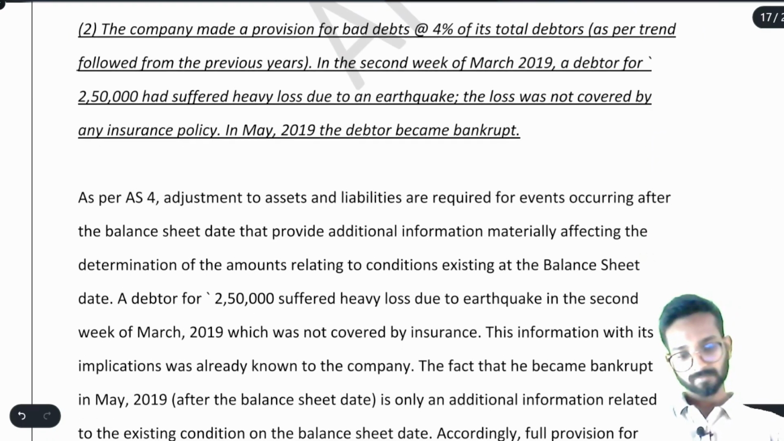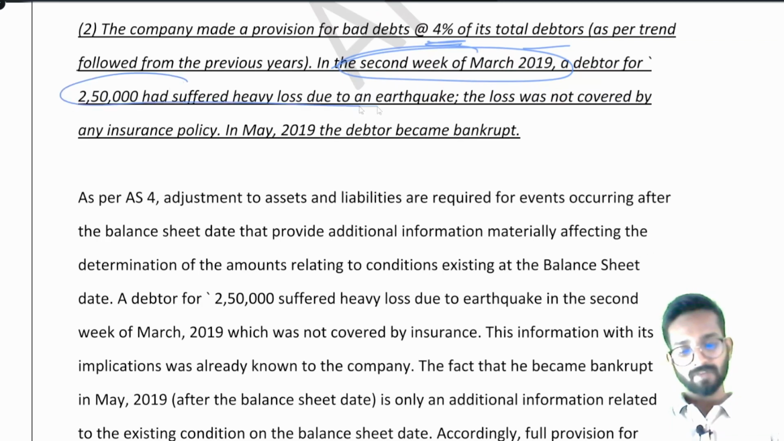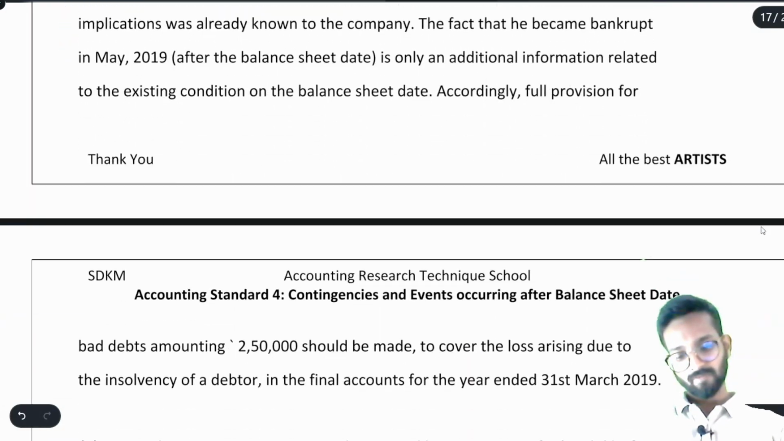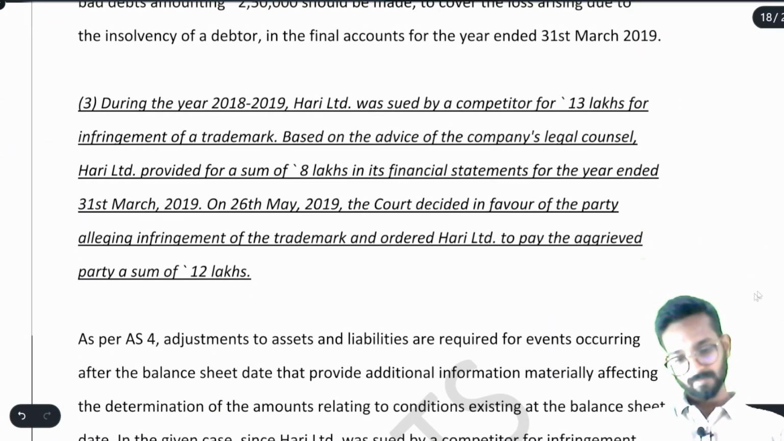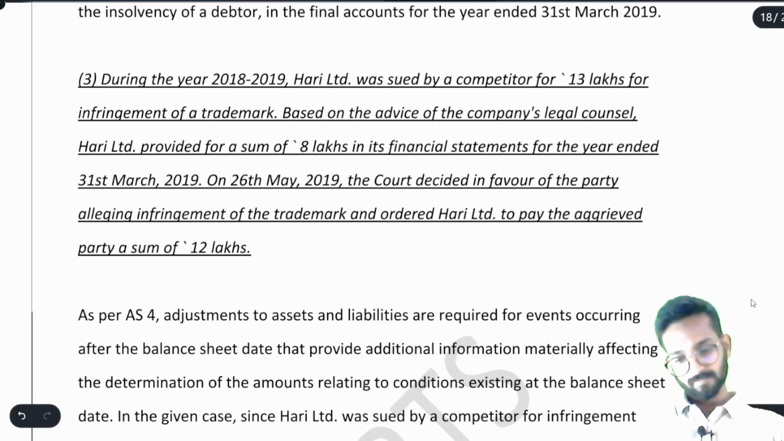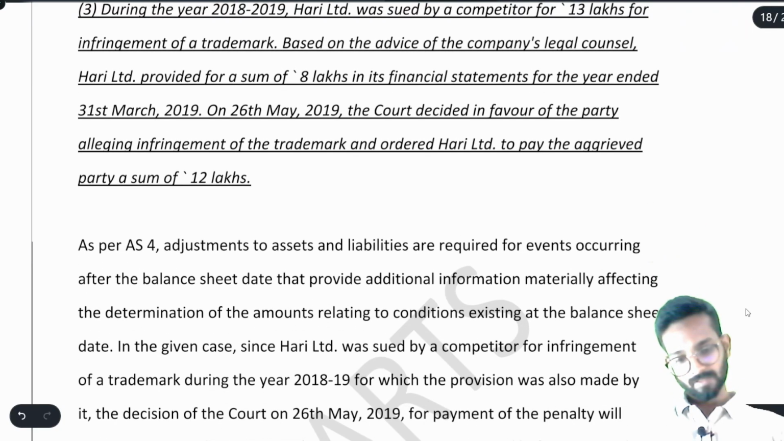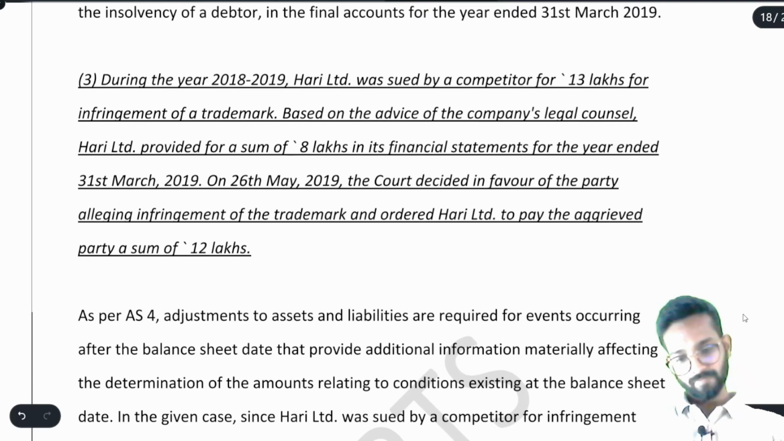After this, the company made a provision for bad debt of 4% of its total debtors as per the trend. In the second week of March, a debtor for 250 had suffered heavy losses due to an earthquake. The loss was not covered by insurance policy. In May 2019, the debtor became bankrupt. These are just the repetitive questions. I will attach the documents. We have already discussed such kind of questions. This is also a suit which was filed. See, this is the new question here.